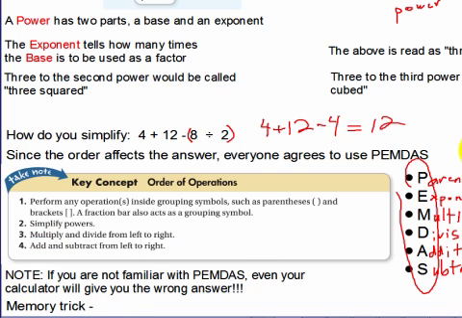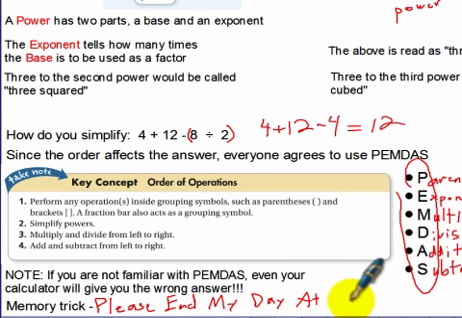Okay, a memory trick for PEMDAS, how you're going to remember the order. Some people will say please excuse my dear Aunt Sally. One time a kid told me it was please end my day at school, which I also thought was a good one.